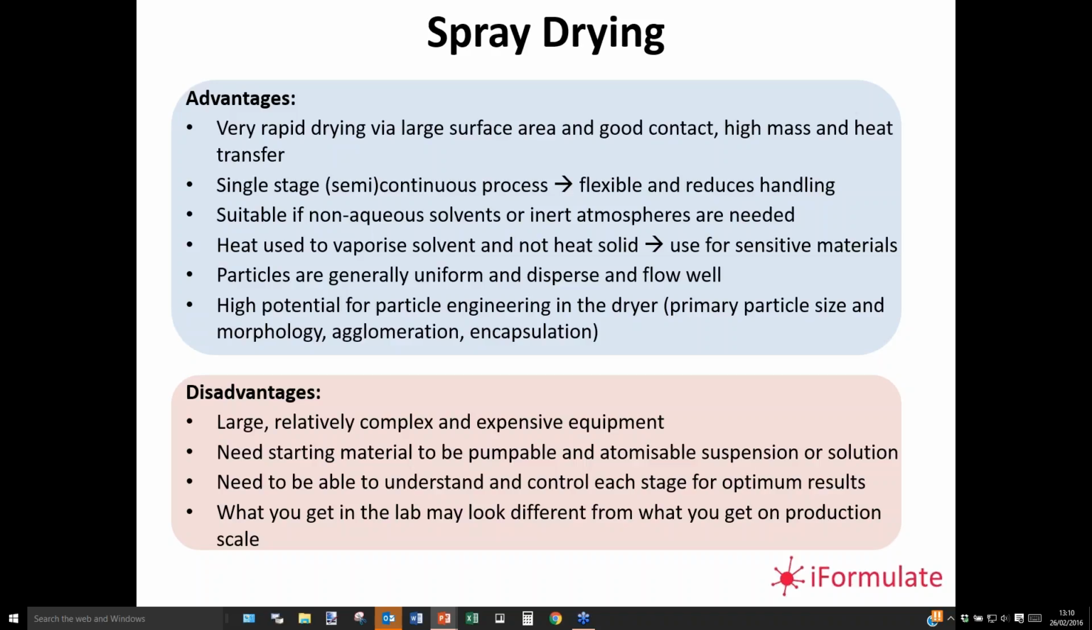On the disadvantages side, well, the equipment can be complex and expensive, and it can be large for larger scale products. You need the material to be pumpable and atomizable, otherwise it won't go through the nozzle in the first place. And you need to be able to understand and control each stage to get the best out of your process.